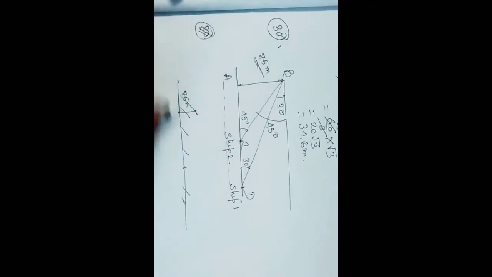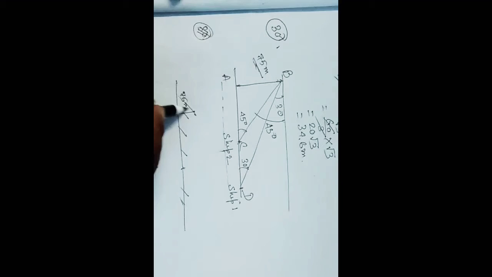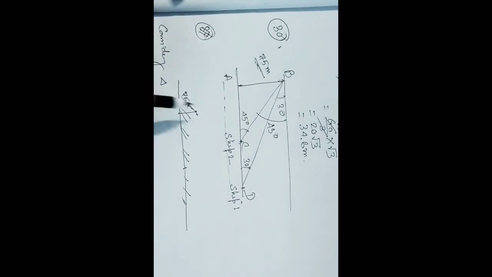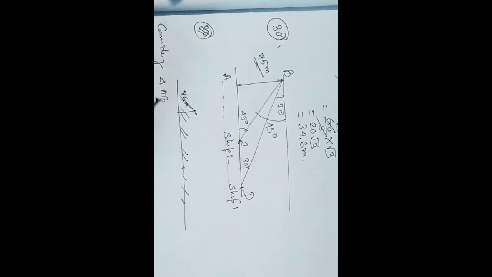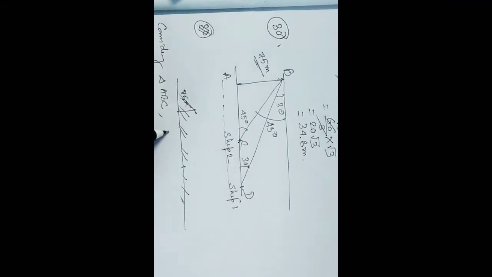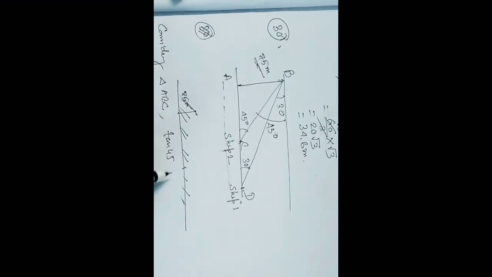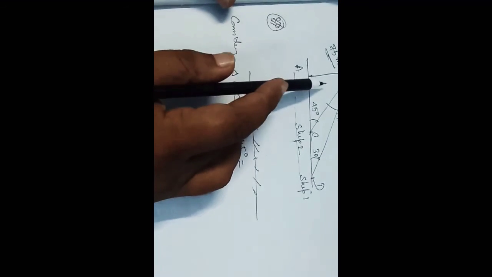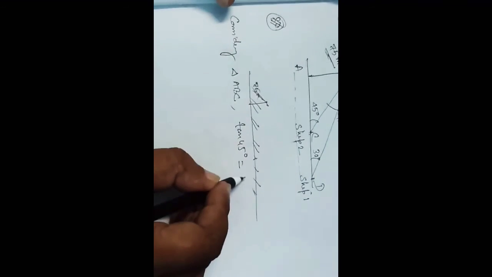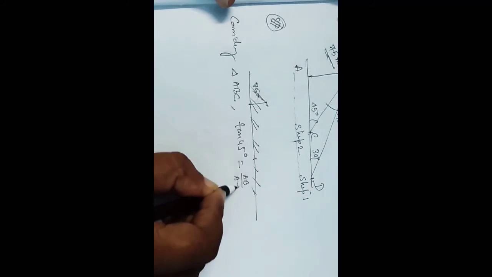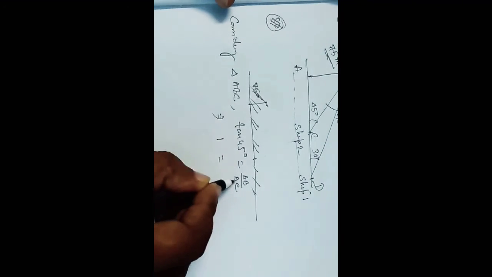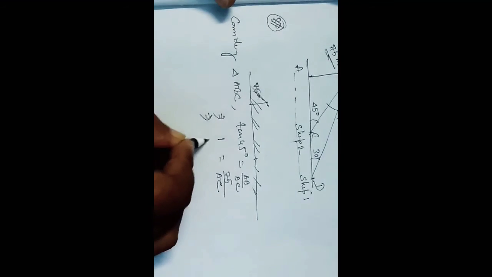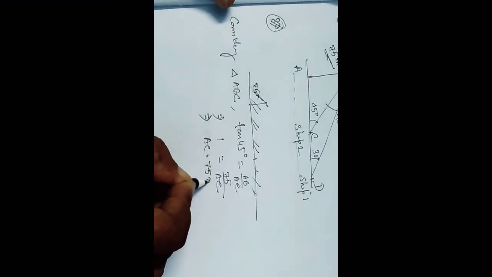Now considering the triangle ABC, here tan 45 degree is equal to AB by AC. AB by AC means 1 is equal to AB, AB means 75 by AC. So AC is equal to 75 meter.